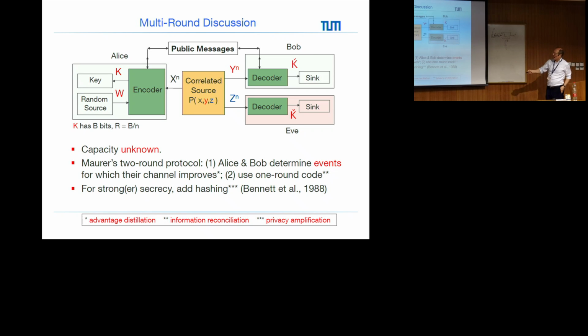And of course, this was originally for weak security. For stronger secrecy, you add hashing. And in the literature, this first step, and I'll do some examples, is often called advantage distillation. The second step, the coding, is often called information reconciliation, and the last step is called privacy amplification. So those are lovely words that were invented for changing the channel, coding, and hashing. Okay, but these sound nicer, of course. And it's interesting, that's what's needed as steps in all these problems.